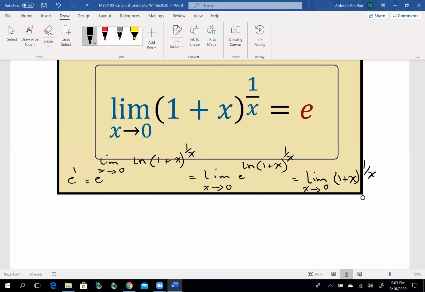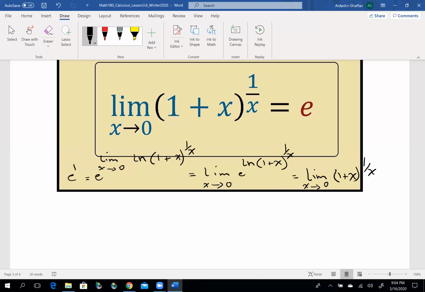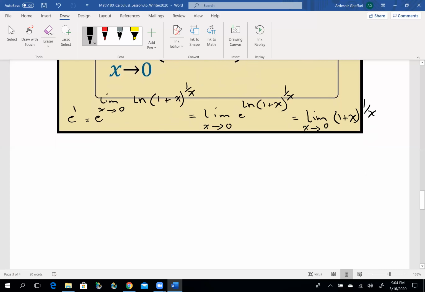Okay, so it says, oh, Mr. G, how do we know this? So how do we know that the limit as x approaches 0 of 1 plus x to the power of 1 over x is equal to e? So let's see what happened exactly here. Let's do it.